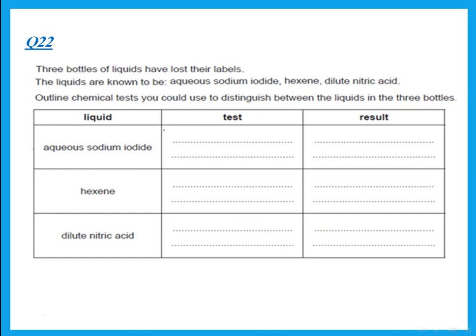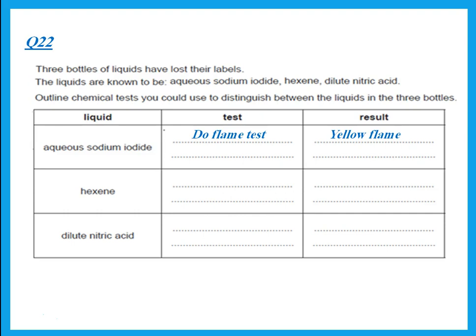This question is saying I have 3 bottles of liquids. They have lost their labels. The liquids are known to be, one of them is sodium iodide, the other one is hexene, and the third is dilute nitric acid. Outline chemical tests you could use to distinguish between these liquids. Now, the first one, sodium iodide. How can I show that this is sodium iodide? I can either do the test for sodium or I do the test for iodide. So I can either say do the flame test, sodium will give a yellow flame, or I can do the test for iodide where I tell him add dilute nitric acid, silver nitrate, and it should give a yellow precipitate.